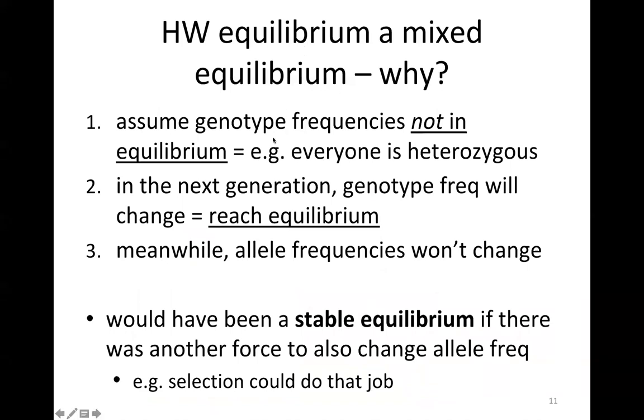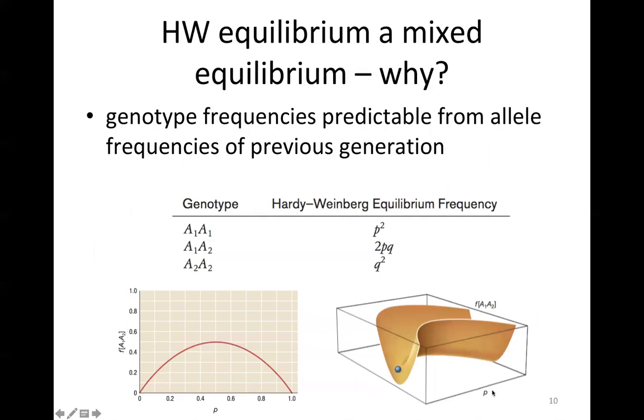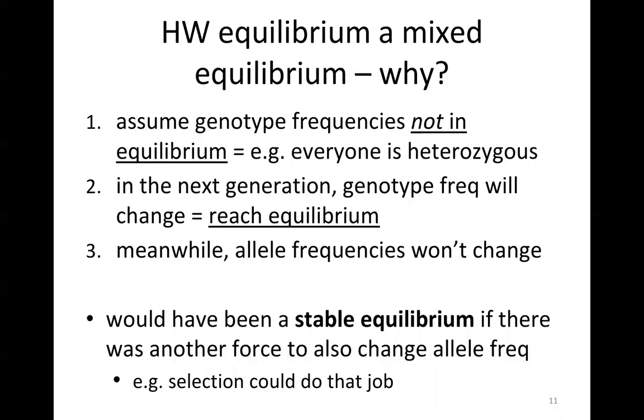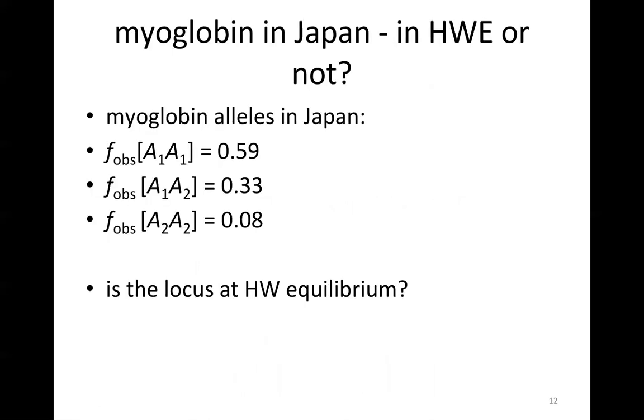Okay, so assuming genotype frequencies are not in equilibrium, in the next generation they will reach equilibrium, and allele frequencies won't change. It would have been a stable equilibrium if there was another force affecting the allele frequencies and pushing them towards, let's say, this point or some other point, for instance, by selection.